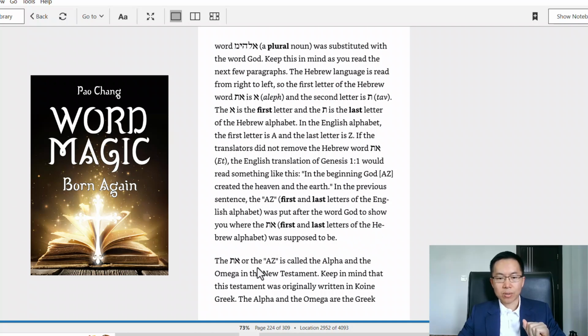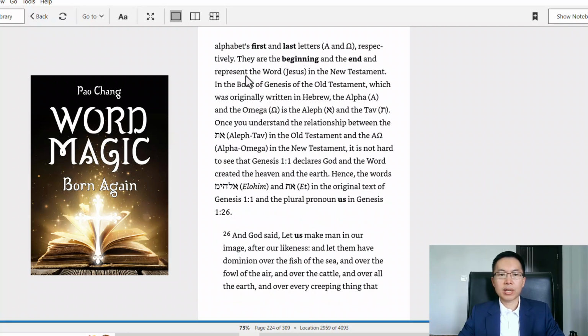The Et, or the AZ, is called the Alpha and the Omega in the New Testament. Keep in mind that this testament was originally written in Koine Greek. The Alpha and the Omega are the Greek alphabet's first and last letters, respectively. They are the beginning and the end, and represent the word Jesus in the New Testament.